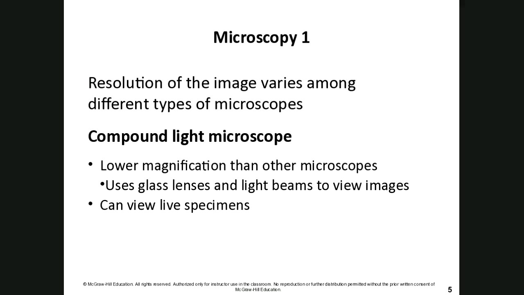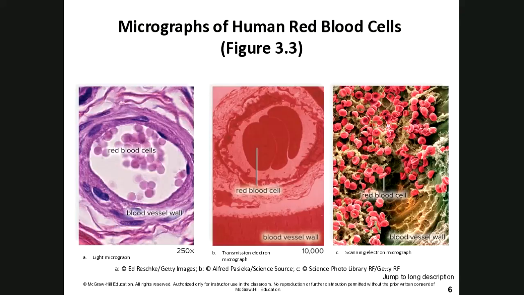But what van Leeuwenhoek did with this microscope led the way for what we use today to look at all kinds of cells, and that is a compound light microscope. We use a compound light microscope most readily in human biology courses because we are able to view living specimens under there. It doesn't have as high a magnification or resolving power as, say, an electron microscope, but we can view live specimens, so that's what makes it one of the microscopes most readily used in human biology. So here we have micrograph pictures of human red blood cells.